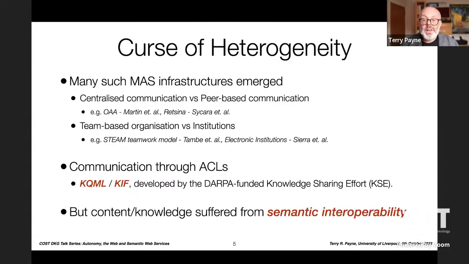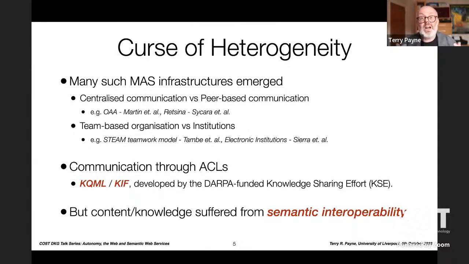For example, there were systems such as the Retsina system that came from Katia Sycara over at CMU, which had a peer-to-peer based system. They discover each other through a centralized repository. Whereas the OAA that came from David Martin, Adam Cheyer, etc., assumed there'd be a centralized point of coordination for these different agents. How do you bring these together?